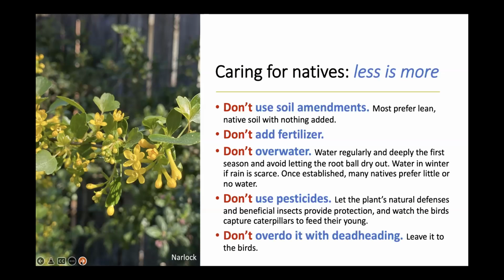And also don't overdo it with deadheading. I mean, we all like to be tidy in our gardens to some extent, but it's nice to leave some of those, let some of the birds do the work.